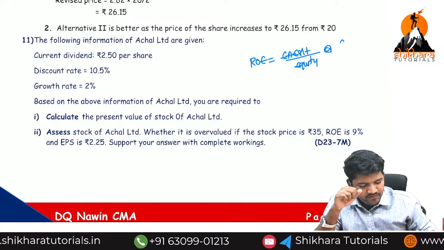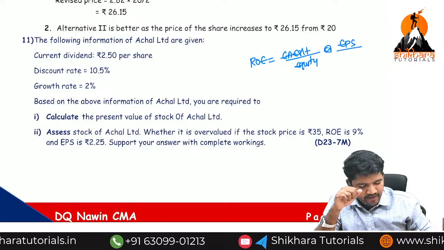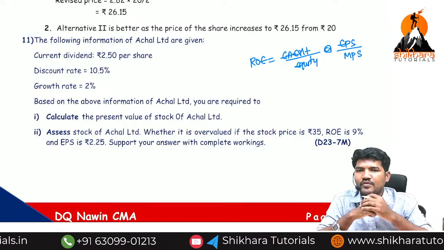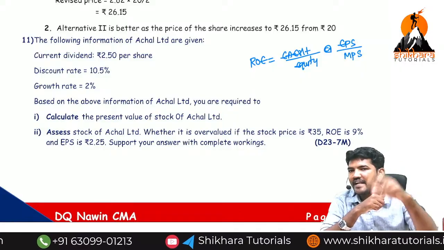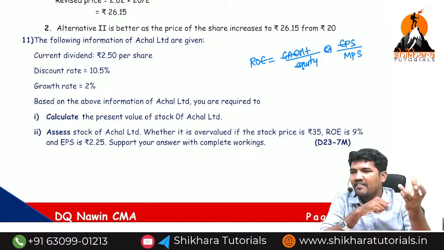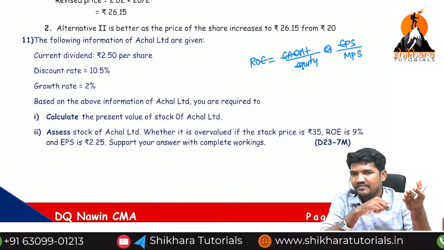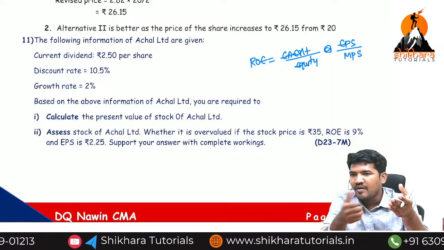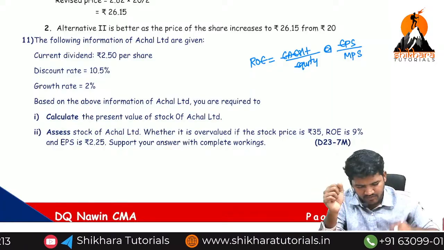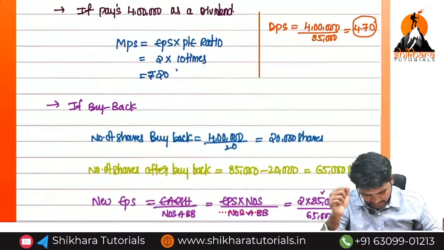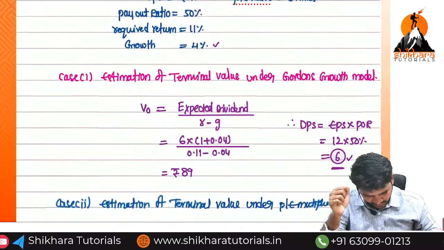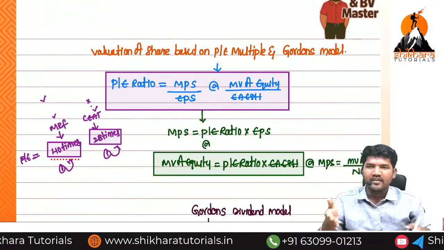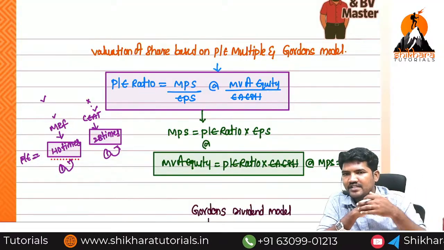Can I write it like this? MPS divided by EPS, or EPS divided by MPS? What's the formula I recorded for P, the second alternative? Market value of equity divided by EAS. MPS divided by EPS is the basic formula. What is the second alternative? Market value of equity. We wrongly recorded it. Yeah, right only. Market value of equity divided by EAS.